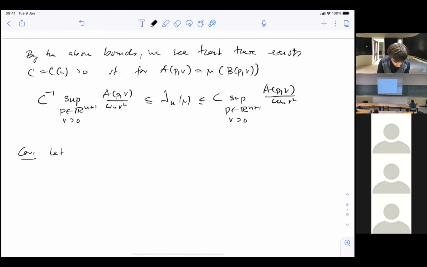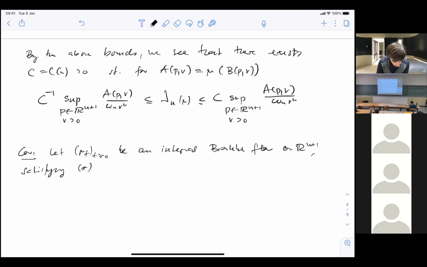Let mu_t, t greater or equal, be an integral Brakke flow in R^{n+1} with bounded area ratios, so it has bounded entropy. Then the entropy lambda_n of mu_t, that's why we needed it for Radon measures, is finite and decreasing with respect to t.